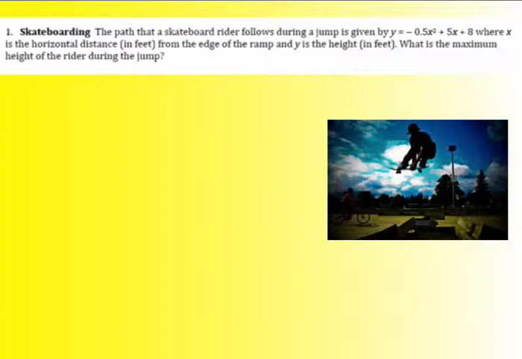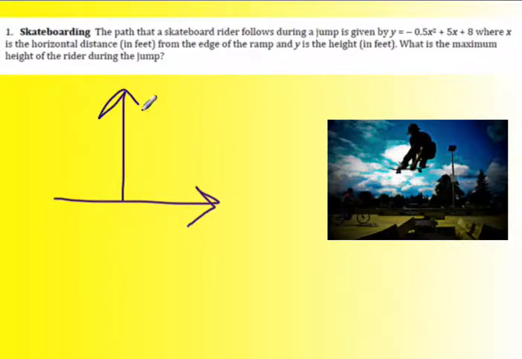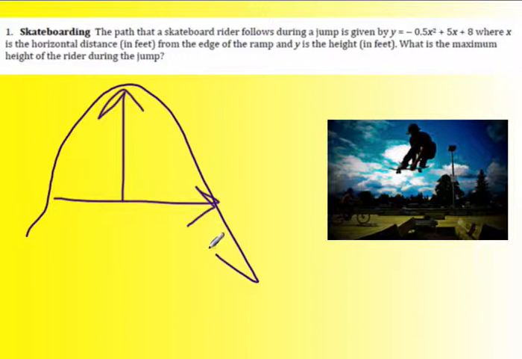So we're talking about skateboarding, okay? It says the path that a skateboard rider follows during a jump is given by the quadratic y equals negative 0.5x squared plus 5x plus 8, where x is the horizontal distance, so how far they're going over, and y is the vertical distance, so how high they go up. If you think about the skateboard, they're going to be going like that. So we want to find the maximum height of the jumper, so how tall they're going to go.